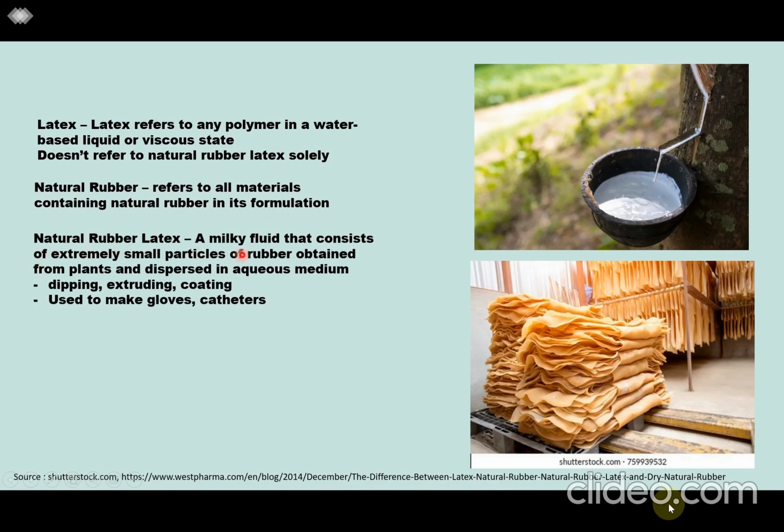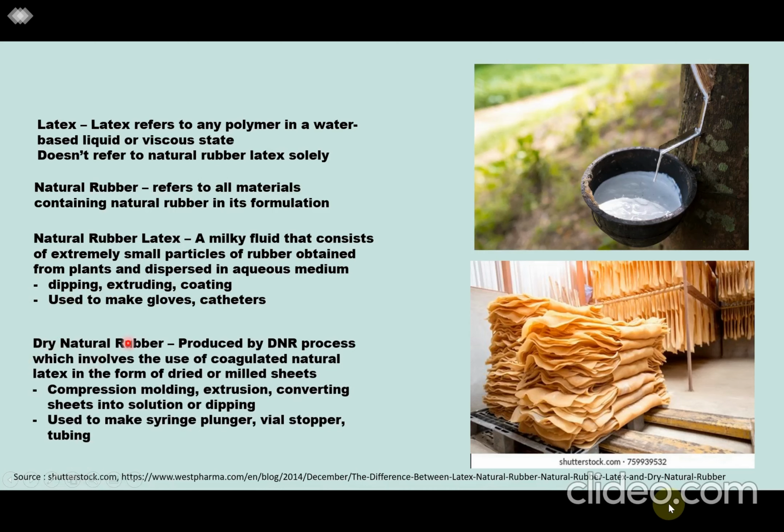Natural rubber latex is a milky fluid that consists of extremely small particles of rubber, obtained from plants, and dispersed in an aqueous medium. This natural rubber latex can be used to produce gloves and catheters using processes such as dipping, extruding or coating. Dry natural rubber is produced by the DNR process, which involves the use of coagulated natural latex in the form of dried or milled sheets. Products are formed from dry natural rubber by compression molding, extrusion, or by converting the sheets into a solution for dipping. Examples of products that may contain dry natural rubber are syringe plungers and vial stoppers.